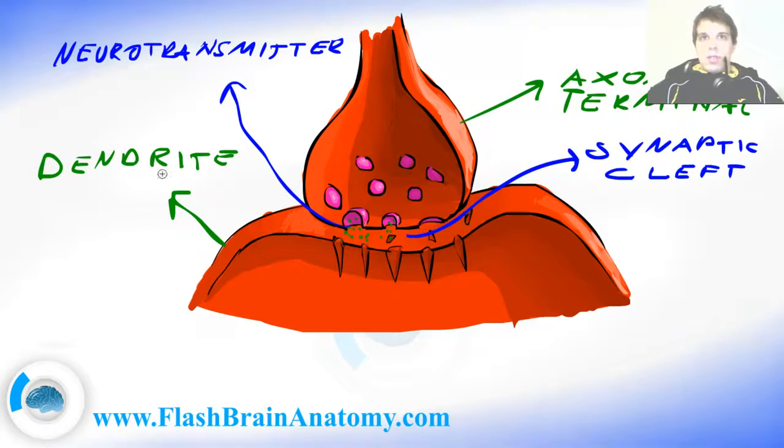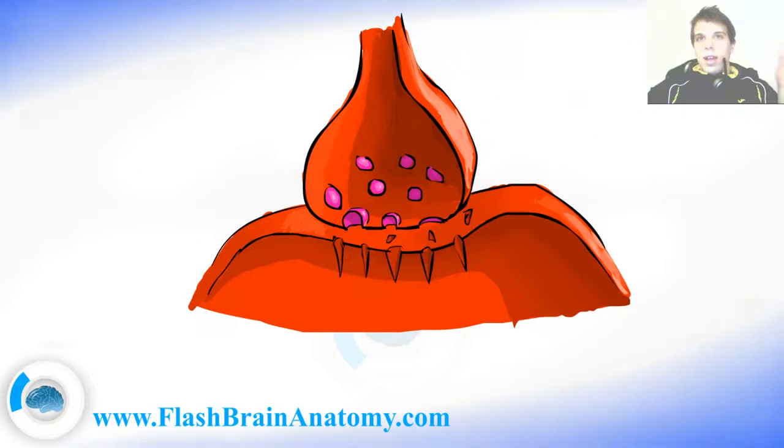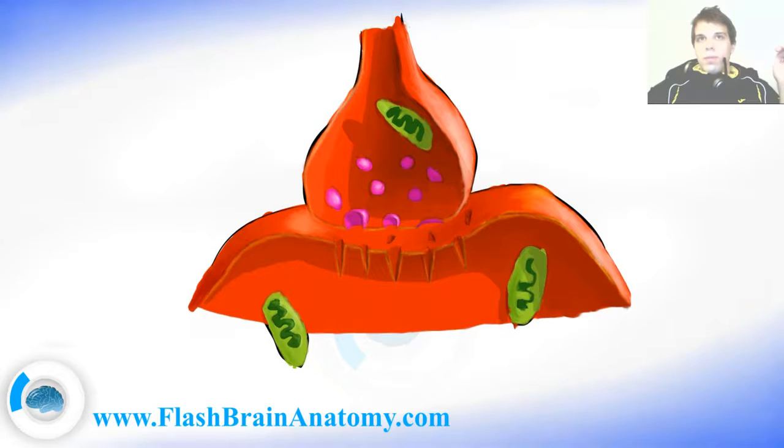On a dendrite, there are special receptors that receive these molecules, and that way the signal is being transported onto the dendrite and it goes further. In the axon and dendrite terminal, you can very often find the mitochondria, which is supposed to produce the energy for the cell.